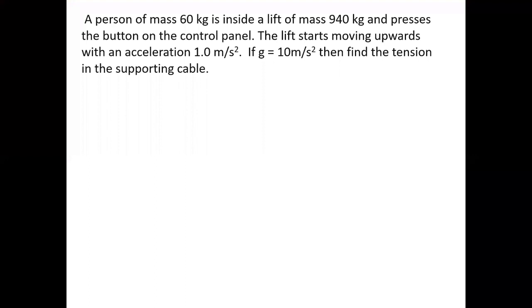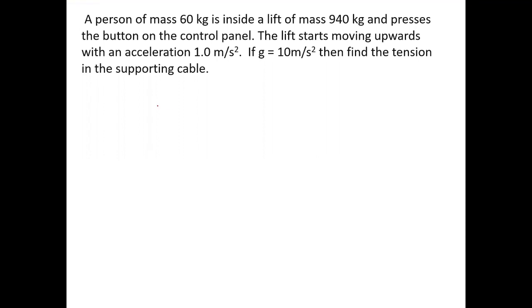A person of mass 60 kilogram is inside a lift of mass 940 kilogram and presses the button on the control panel. The lift starts moving upward with an acceleration of 1 meter per second square. If g is 10 meter per second square, then find the tension in the supporting cable.